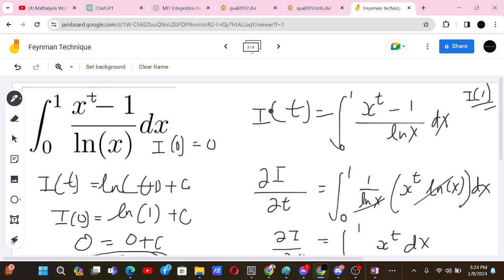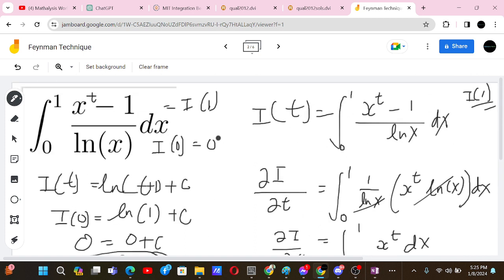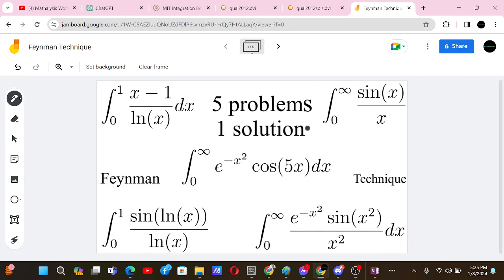Now we need to find I of 1. The answer of this integral is just I of 1. So I of 1 equals ln of 1 plus 1. That is ln of 2. And that's the answer. So the answer for this integral is ln 2. And that's how we solved it. Now let's go to the next problem.